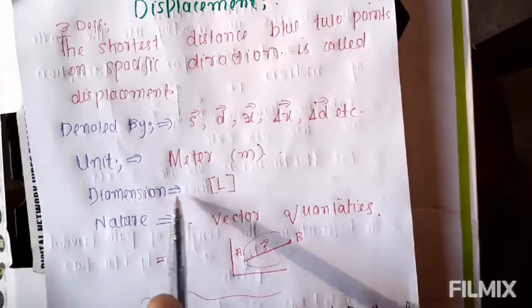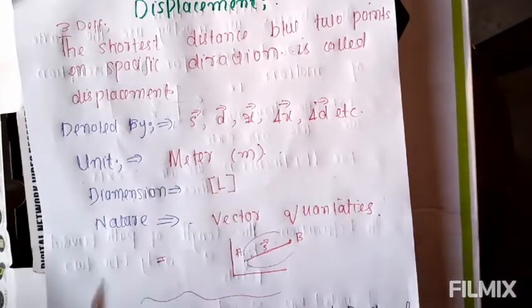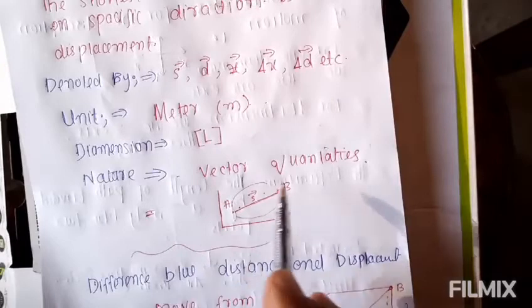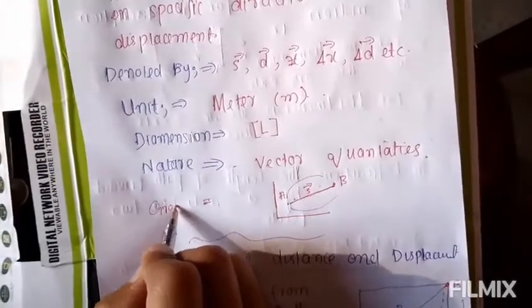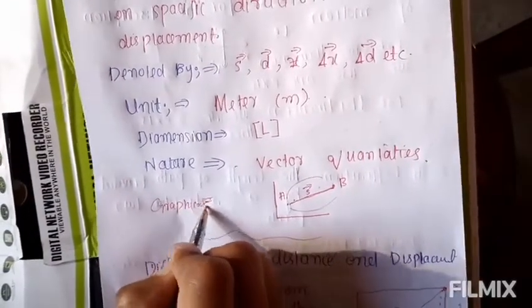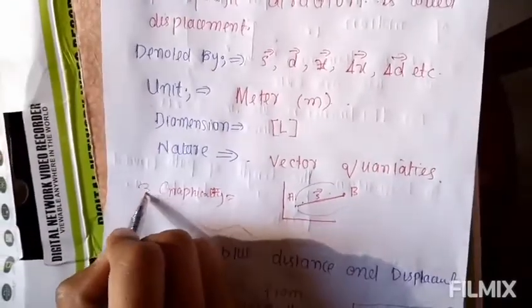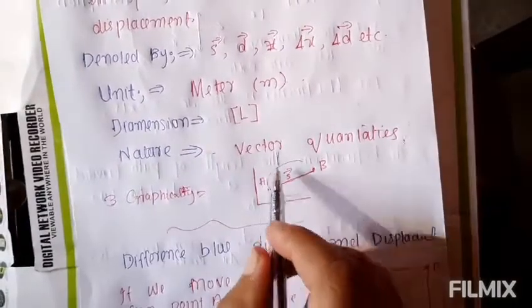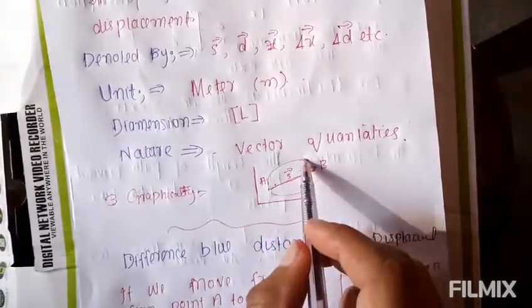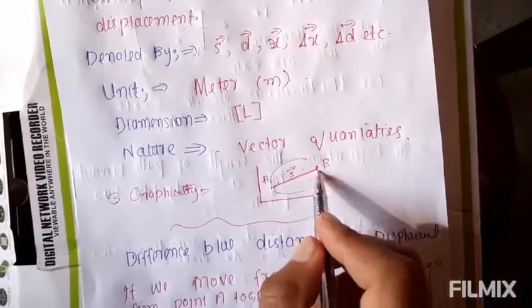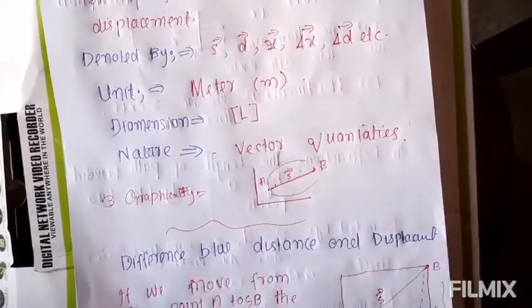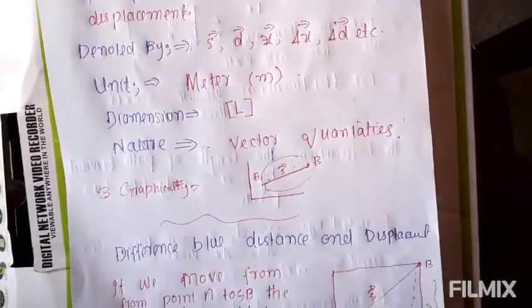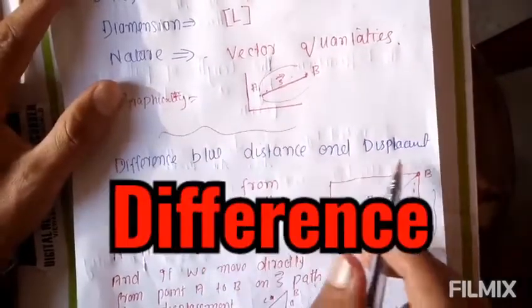The dimension is also L in brackets. Now nature: it is a vector quantity because it has direction. Graphically, we denote it with point A and point B. It is also a distance, but the shortest one in a specific direction, represented with an arrow. This is the vector quantity. So it is displacement.